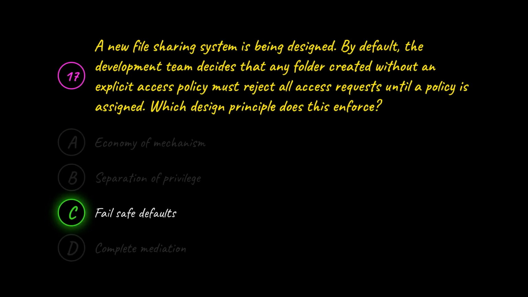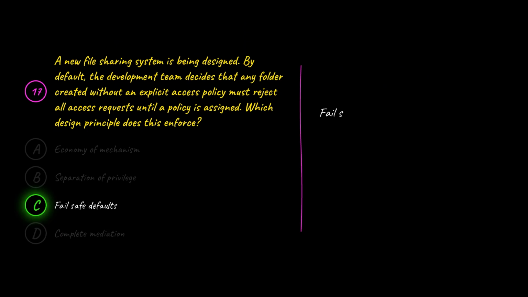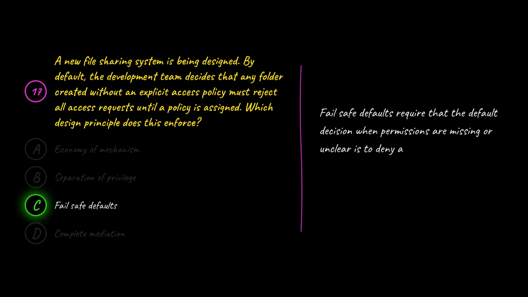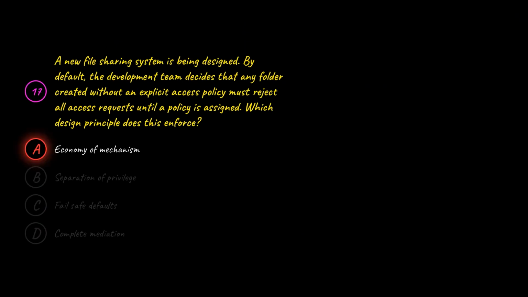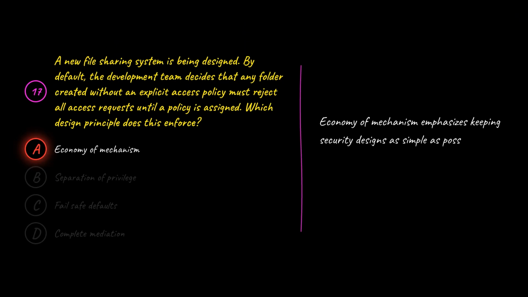Fail-safe defaults. C is correct because fail-safe defaults require that the default decision when permissions are missing or unclear is to deny access. The described default of rejecting access until a policy exists matches this principle exactly. A is wrong because economy of mechanism emphasizes keeping security designs as simple as possible. It does not specify what should happen when policy is absent.